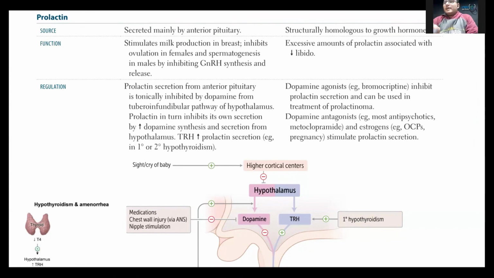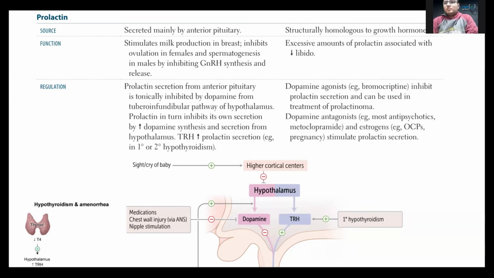We have discussed what an agonist is. An agonist is a molecule that has the same action and boosts up the function. A dopamine agonist is a compound that acts like dopamine, like bromocriptine. An antagonist is a molecule that inhibits the action of dopamine. Some of the drugs we discussed are antipsychotics and metoclopramide. Estrogen molecules like oral contraceptive pills and hyperestrogenic states like pregnancy also stimulate the release of prolactin.